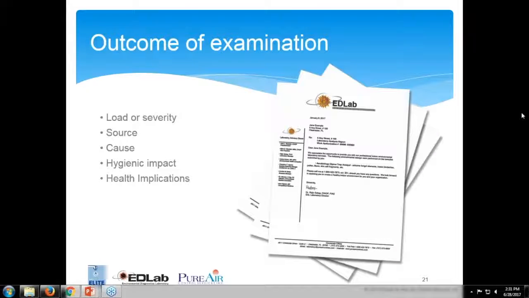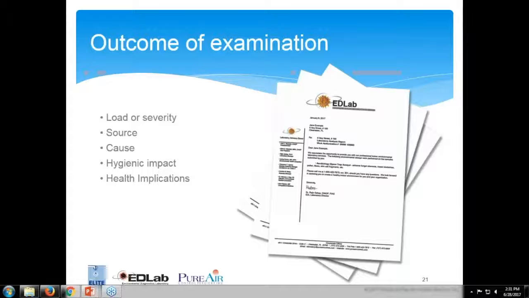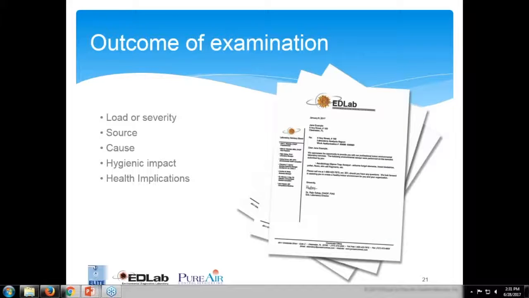Alrighty, I think we're going to do our last and final poll. It should be on y'all's screen right now. It has to do with the non-culture methods. Which of the following is considered a non-culture method? I'll give you guys about 10 more seconds to answer that one. Alright, I'm going to close that out. The answer was all of the above. Microscopy, ELISA, and PCR are all considered non-culture methods.